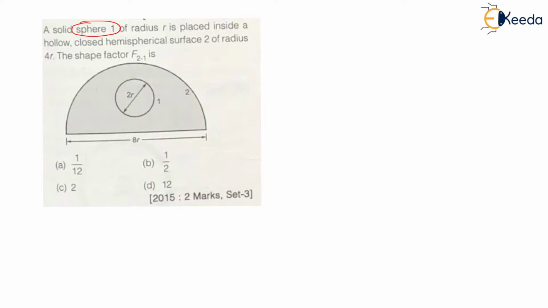Let us say for surface 1 we can say r1 is equal to r. Then surface 2 is a closed hemisphere of radius 4r, meaning diameter is 8r. Therefore radius r2 is equal to 4r. Then the shape factor F21, from 2 to 1, will be question mark.